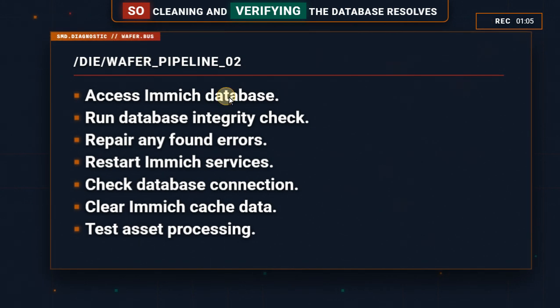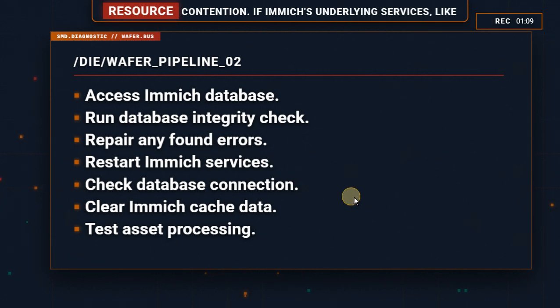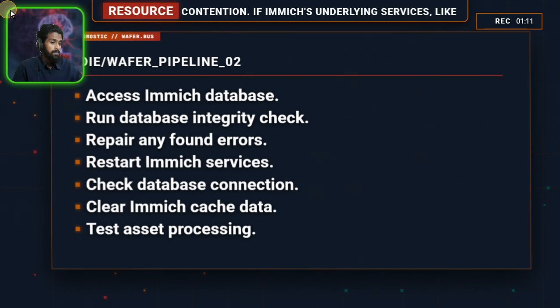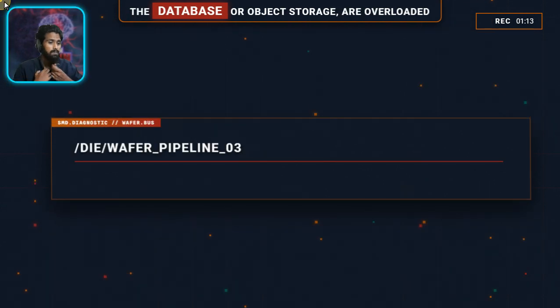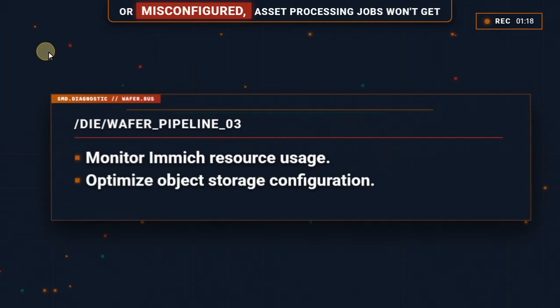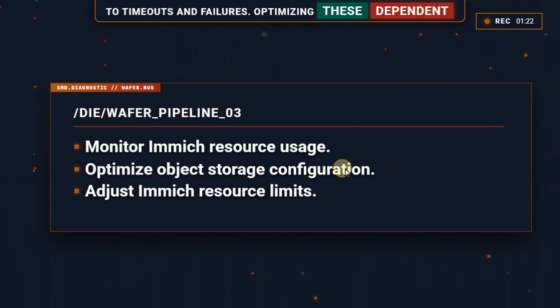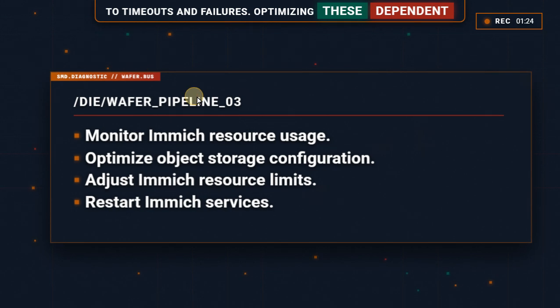Method 3 addresses potential resource contention. If Immich's underlying services, like the database or object storage, are overloaded or misconfigured, asset processing jobs won't get the resources they need to complete, leading to timeouts and failures. Optimizing these dependent services is key.